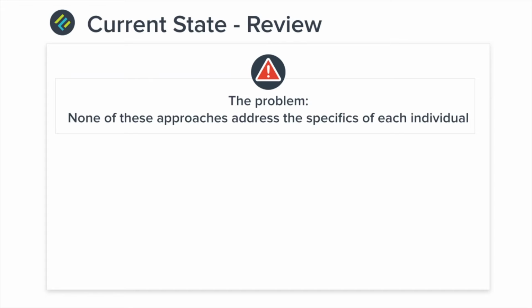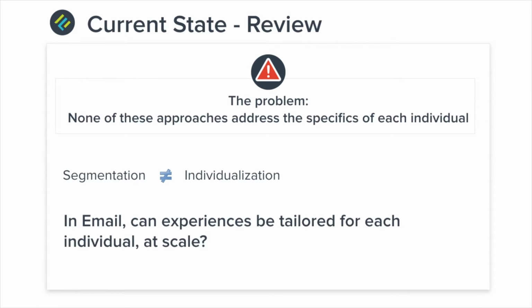If you can't show individualized products, the customer is going to understand that, and they're going to say, well, this is a generic email, and they might be motivated by discounts. And at the end of the day, segmentation that's used to deliver and select content is not the same as individualization. And the question is, in email, can experiences be tailored for each individual, and can this be done at scale, which is required for email?